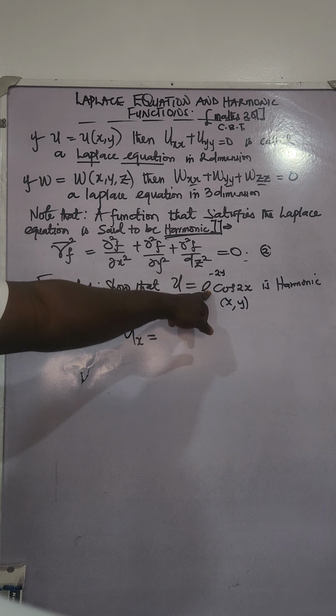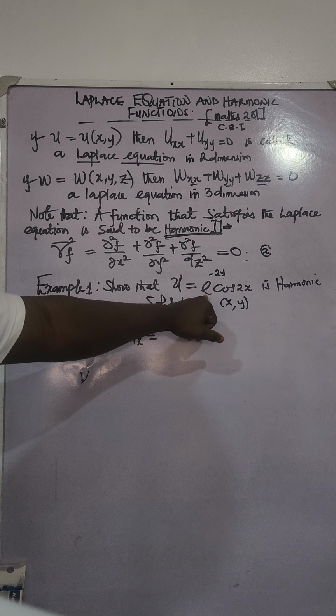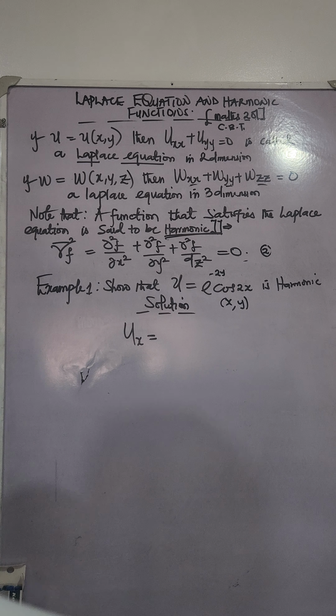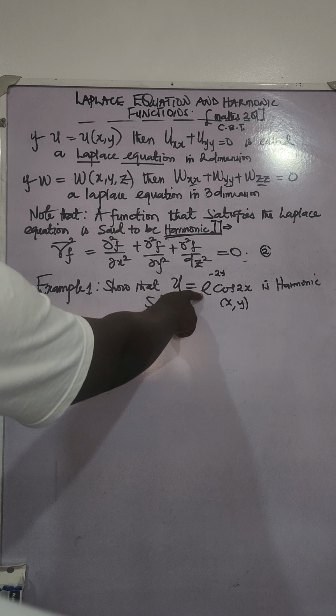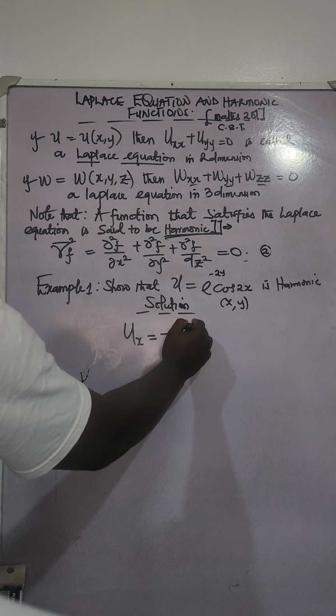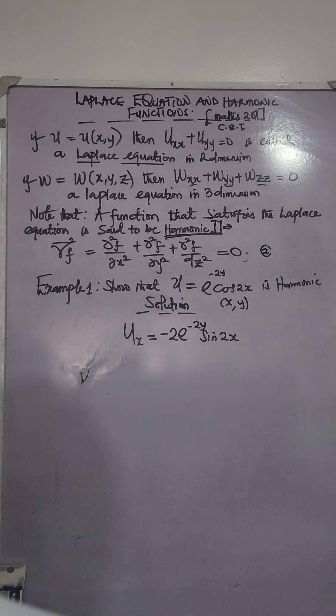Now, because we are dealing with partial derivative, we are pretending we're not seeing the e to the power of minus 2y. We're going to pretend we didn't see it. So let's differentiate cos 2x. If you differentiate cos 2x, I believe you're going to have a minus 2 sine 2x. Is that correct? Minus 2 sine 2x. And then you multiply that with the factor that you covered. And so you're going to have minus 2e to the power of minus 2y sine 2x. Is that clear?